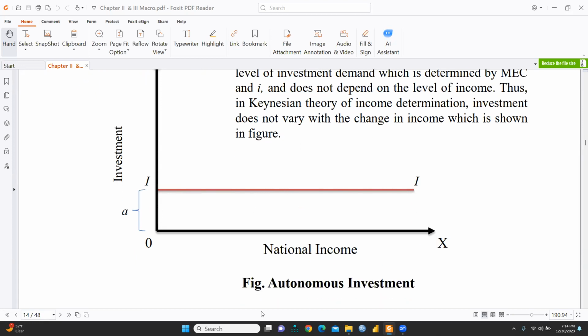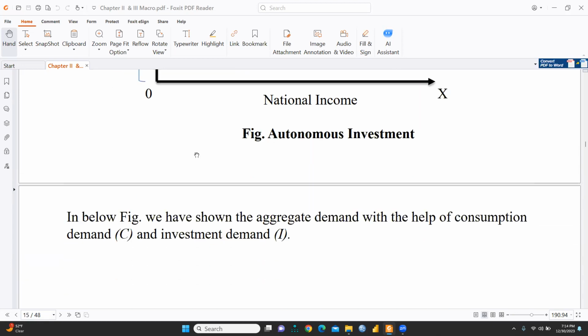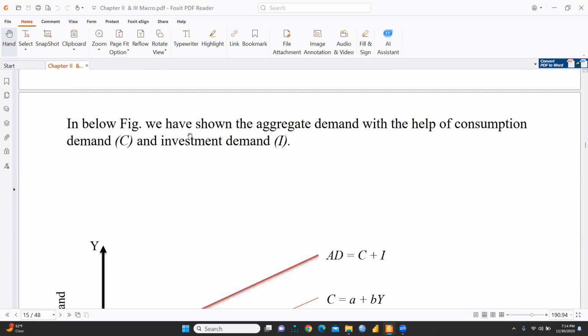This is the figure of autonomous investment. On the x-axis we have taken national income, and on the y-axis investment. So in the next figure, we have shown aggregate demand with the help of consumption demand and investment demand.